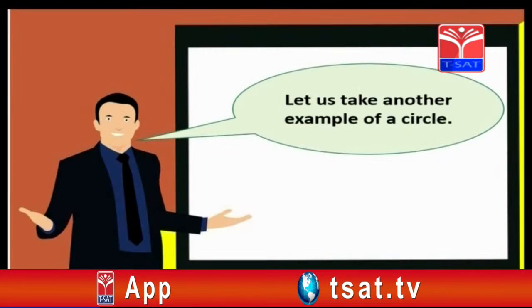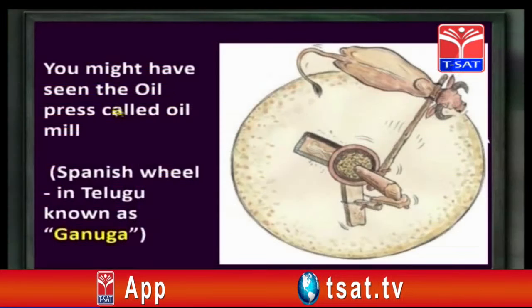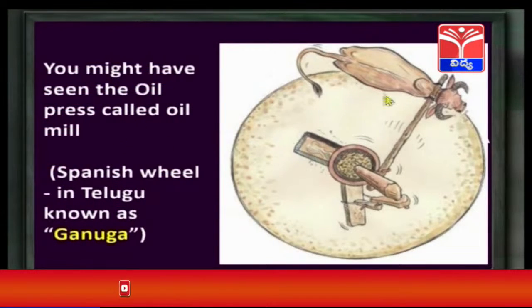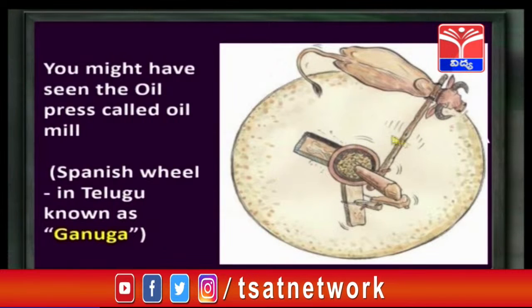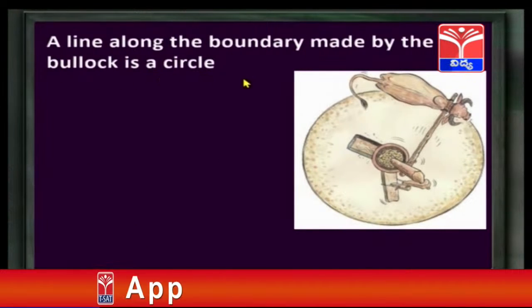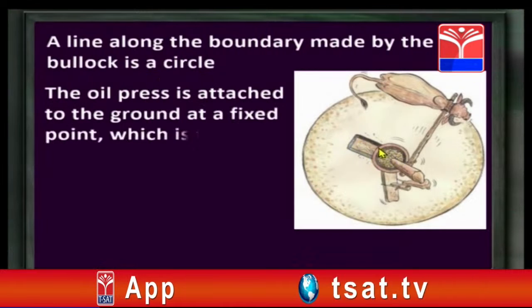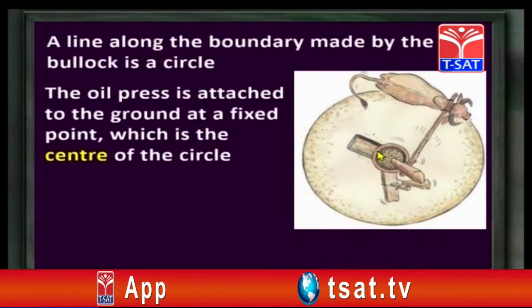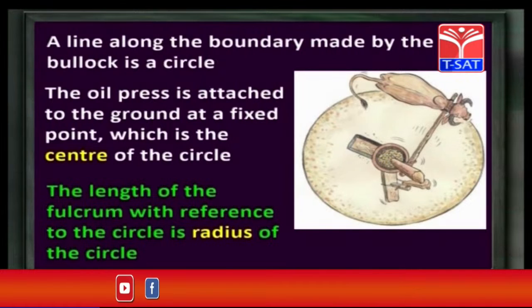Let us take another example of a circle. So, you might have seen the oil press called oil mill. This is called Spanish wheel, or in Telugu we call it Ganuga. In this, a line along the boundary made by the bullock is a circle. The oil press is attached to the ground at a fixed point, which is the center of the circle. The length of the fulcrum with reference to the circle is the radius of the circle.